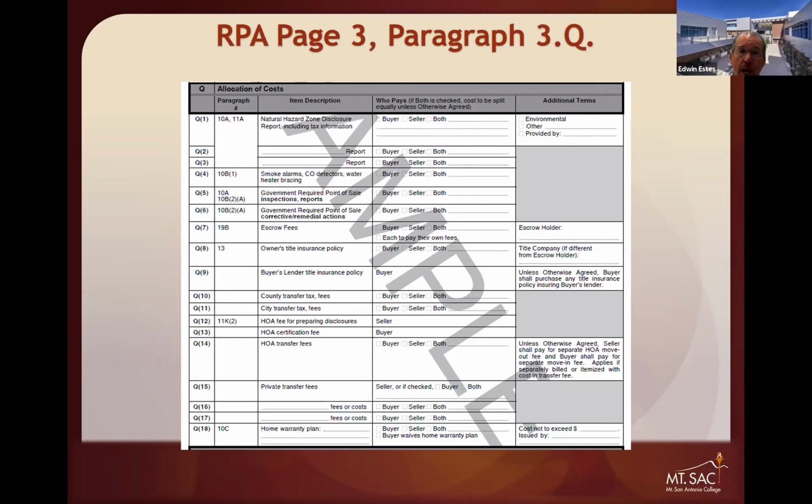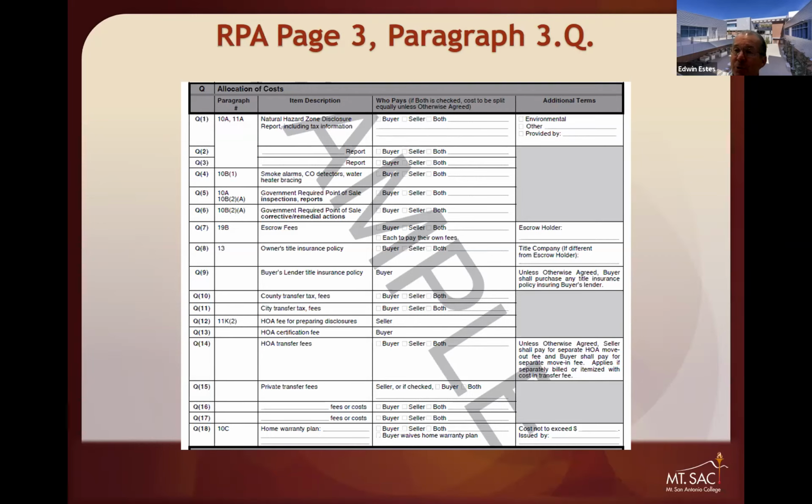All right. Escrow fees. Okay, so we have buyer, seller, or both. And if you check both, it's going to be split equally. That's what it says at the top in the shaded area. So escrow fees. We have buyer, seller, both, each to pay their own. Well, what does that mean?